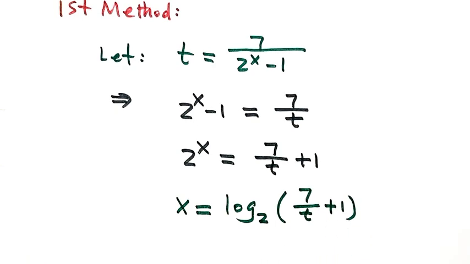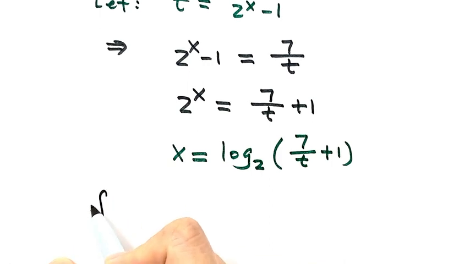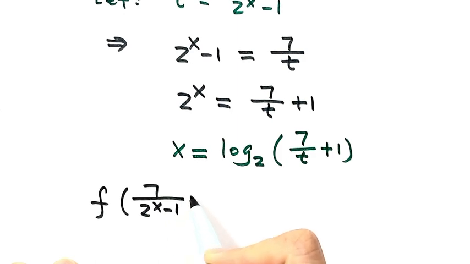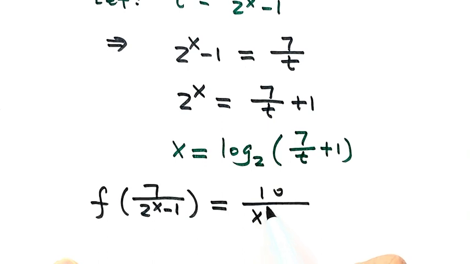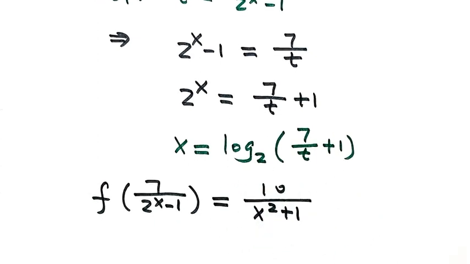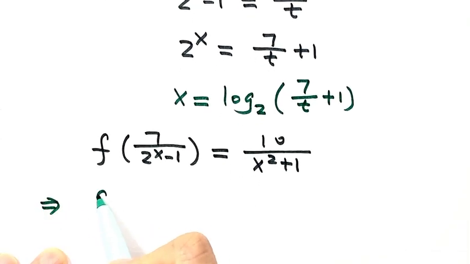Okay, so now we can do the substitution. So let's write down the given condition. The given condition is f of 7 over 2 to the power x minus 1 equals 10 over x squared plus 1. So now we're going to use t for this part, then use this part to replace x. So then we have the f function. So then this one is f of t.